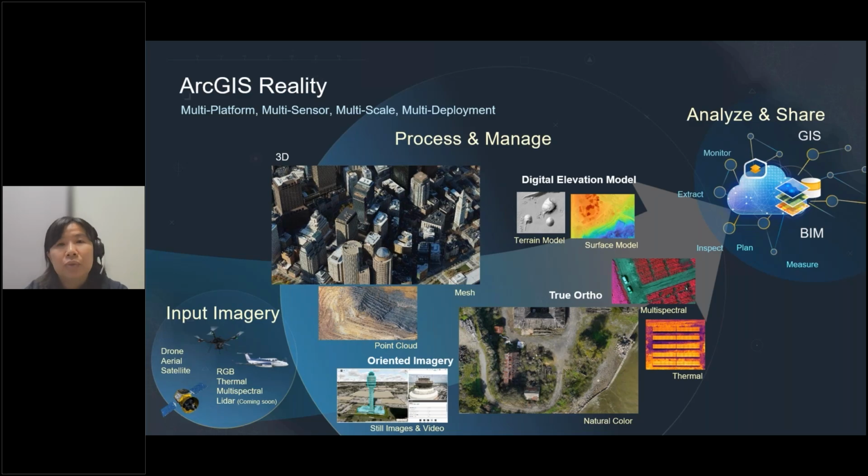We enable reality mapping through ArcGIS Reality, a software suite designed to serve the diverse needs of users. ArcGIS Reality supports a variety of inputs, imagery captured from drone, aerial aircraft, or satellite using RGB sensors, as well as thermal, multispectral, and soon LiDAR. It processes this data to generate 2D data products such as true orthos and digital elevation models, as well as 3D mesh and 3D point cloud. You can also manage sets of individual still images or video in a geospatial context through an oriented imagery catalog. All these data products then seamlessly fit into GIS and BIM to perform a variety of analysis tasks, from inspection to feature extraction.